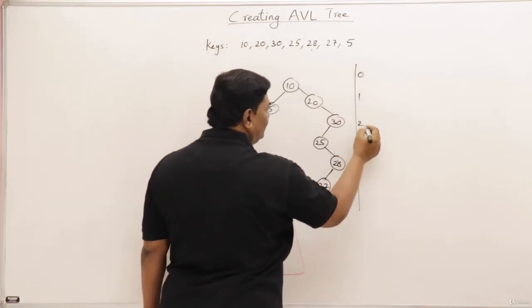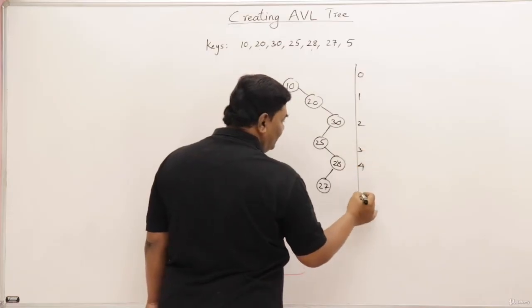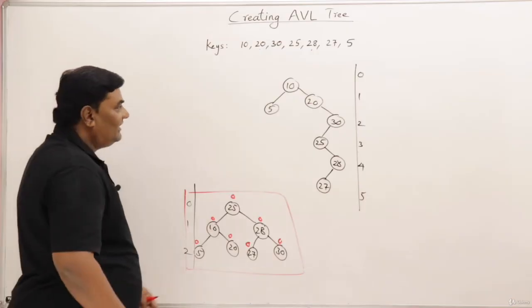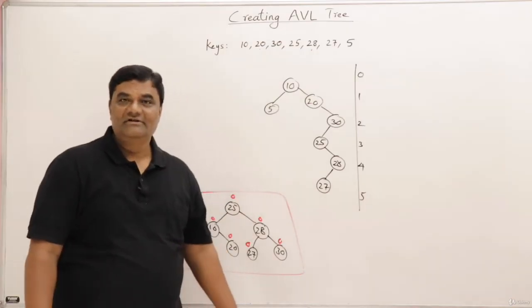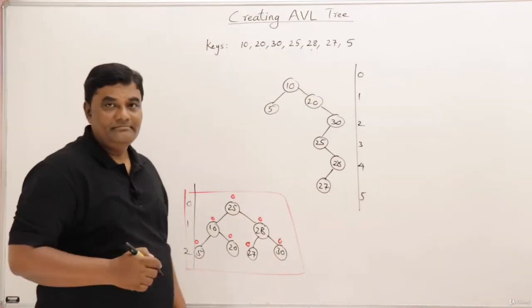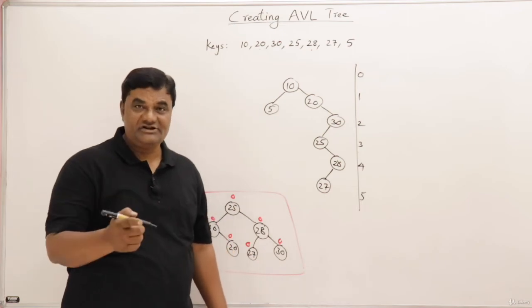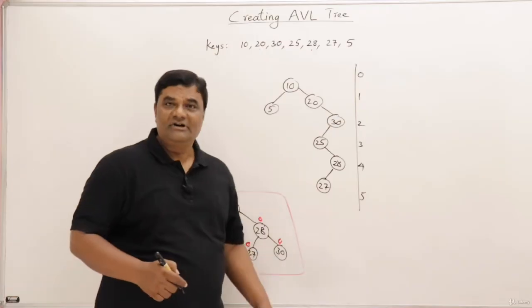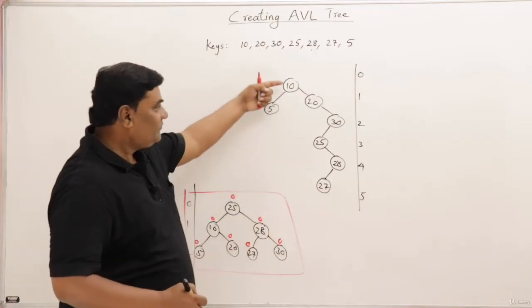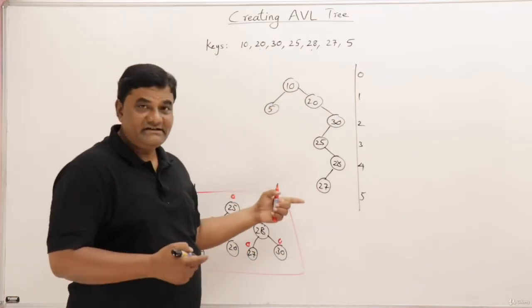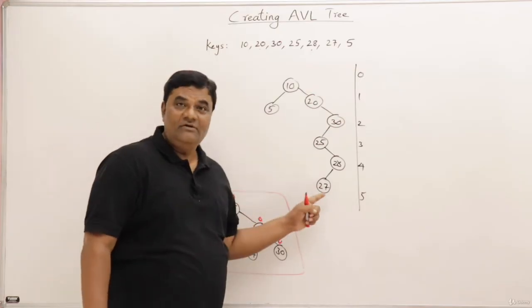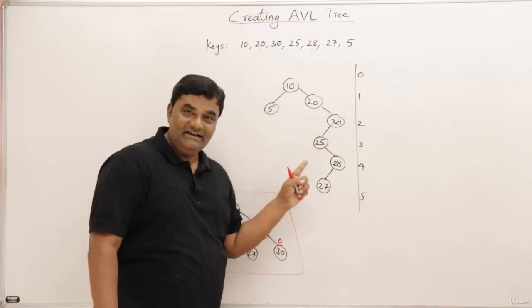See what is the height. 0, 1, 2, 3, 4, 5. Here the height is 0, 1, 2 and there the height is 5. See the difference. Binary search tree is useful for searching. In this tree, if I search, what is the maximum number of comparisons required? 6. 1, 2, 3, 4, 5, 6. 6 comparisons required. If I am searching for 27, it will be found after comparing 6 elements.